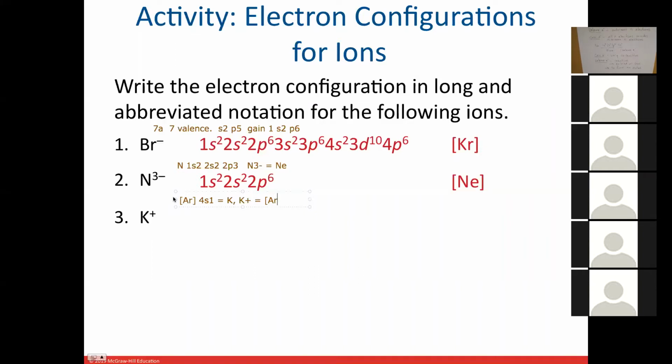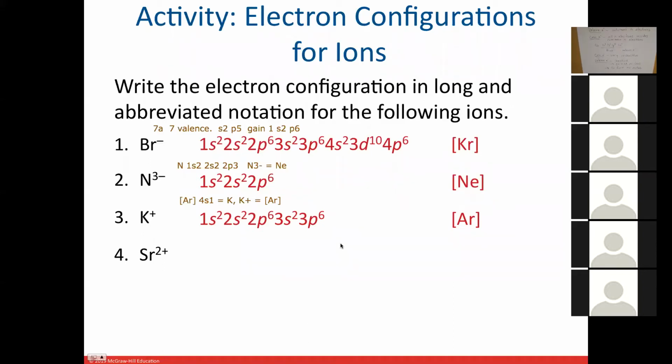Yeah, so the metals lose an electron. They go backwards. The metals go backwards to get noble gas. The non-metals as anions gain electrons to become noble gas. That's exactly right.